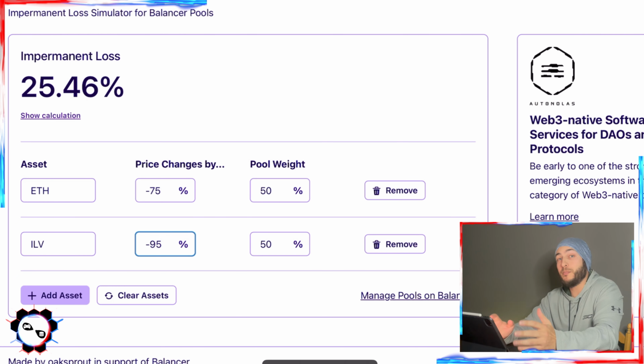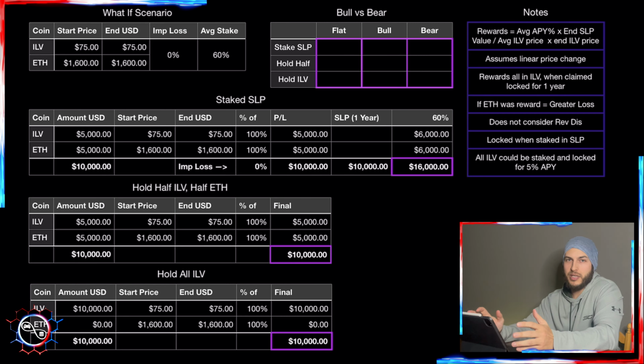The reason it's called impermanent loss and not permanent loss is because you only realize those losses if you pull your liquidity out of the pool. So using the example of the ILV and ETH Sushi Liquidity pool, we're going to go through 3 different scenarios: basically a flat or stagnant scenario, a bull market scenario, and a bear market scenario.